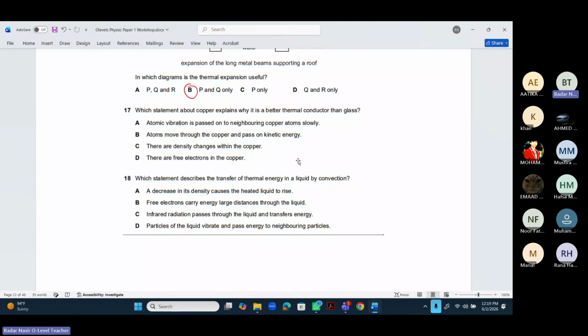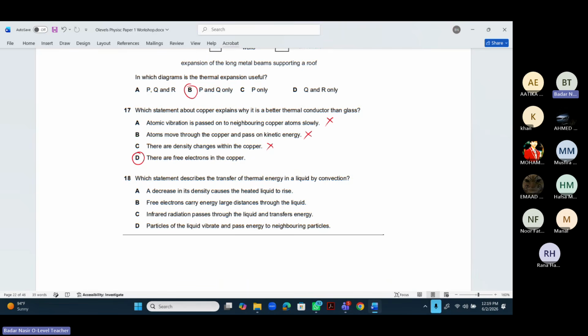One statement about copper explains why it is a better thermal conductor than glass. Atomic vibration is passed on to neighboring copper atoms slowly. Slowly, no. Atoms move through the copper and pass on the kinetic energy. So they are not moving; they only vibrate about the mean position. There are density changes within the copper. There are free electrons in the copper.